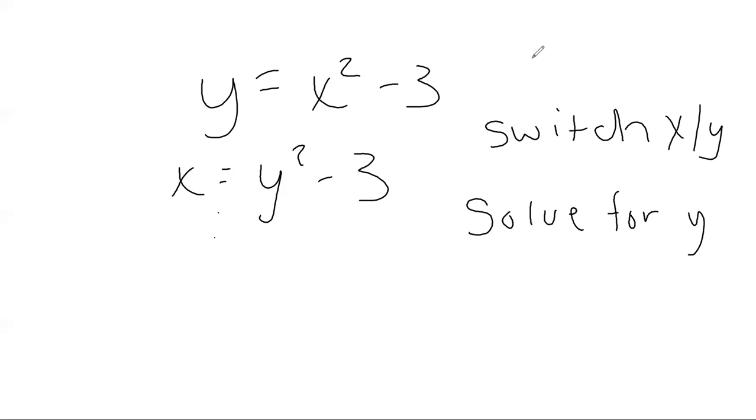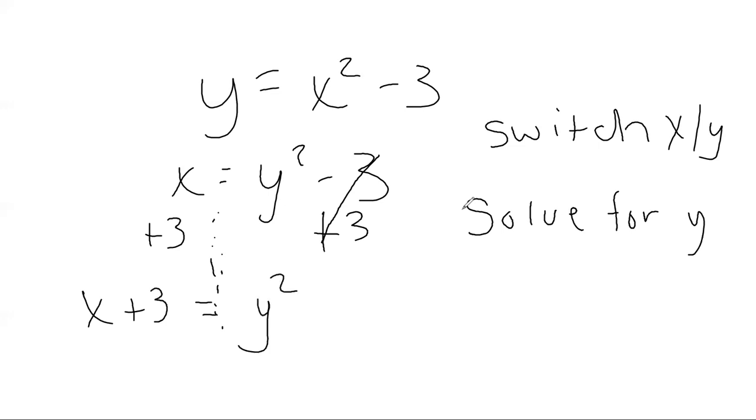All right, so I always draw a dotted line going up and down here, and I'm trying to get y by itself. Well, first I have this minus 3 right here. I need to move that to the other side, so you have to do the opposite. So we're going to add 3 to each side, which makes these two things cancel out. And on the left, I'm going to have x plus 3 equals y squared.